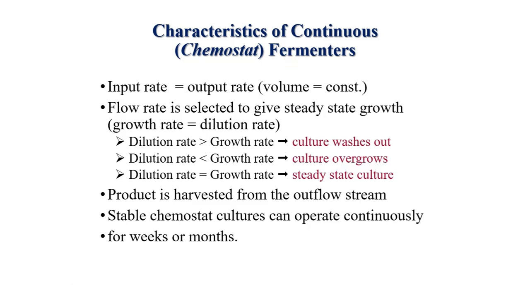The input is equal to output, that is, the volume is constant. The flow rate is selected to give the steady state growth rate, that is, the growth rate is equal to the dilution rate. If the dilution rate is more than the growth rate, the culture is washed out. If the dilution rate is lesser than the growth rate, the culture overgrows. If the dilution rate is equal to the growth rate, it means steady state culture. So these are three possibilities.